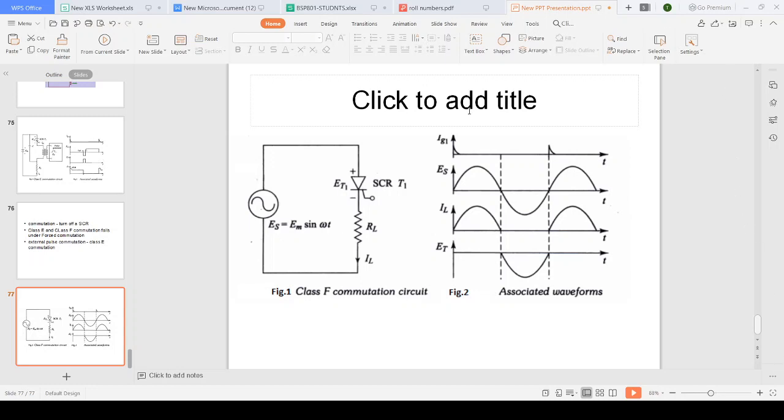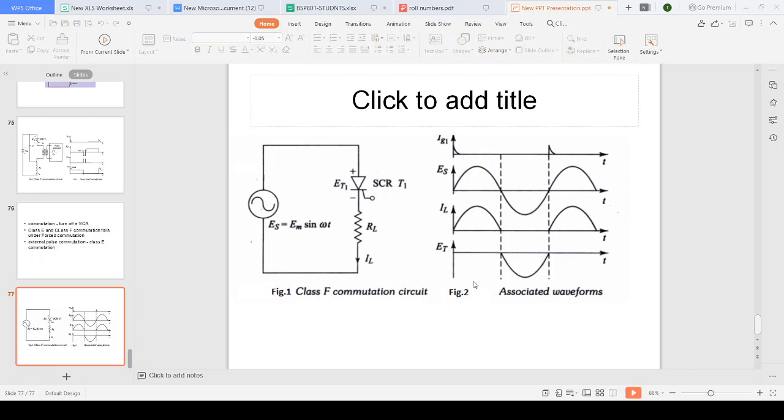Now in this method we have to take one precaution. Listen carefully: when we turn off or commutate an SCR, for successful commutation the reverse voltage must be applied for a time longer than the turn off time of the SCR. Reverse voltage means this negative region, called the negative half cycle.